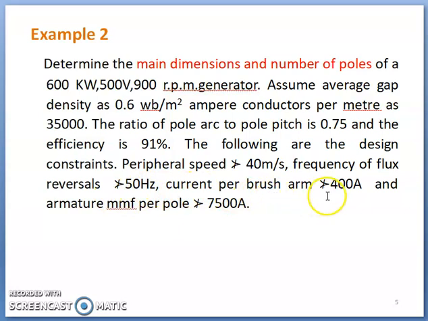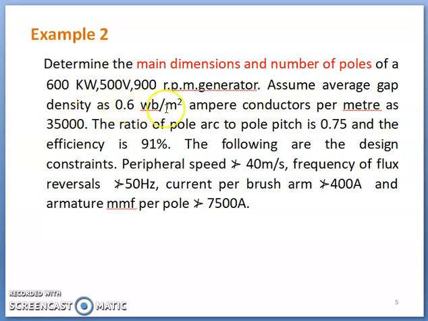Current per brush arm should not exceed 400 amps, and armature mmf per pole should not exceed 7500 amps. Here, in this problem also determine main dimensions and number of poles. Here we have to find out D and L, then we have to fix appropriate value of P depending upon given data.